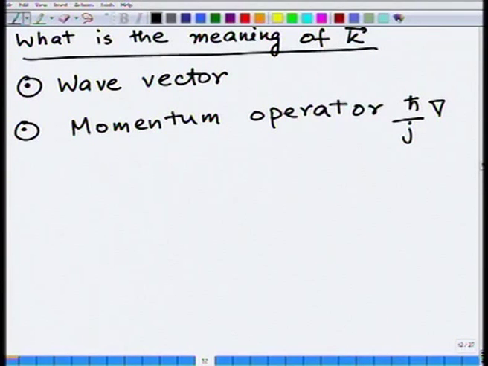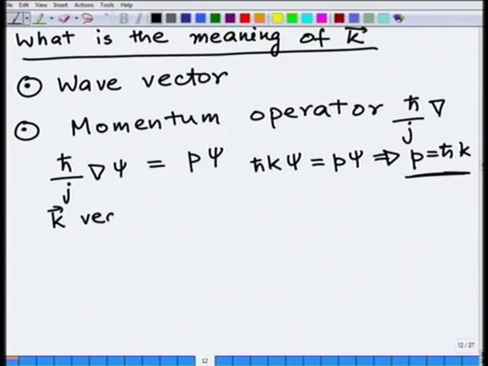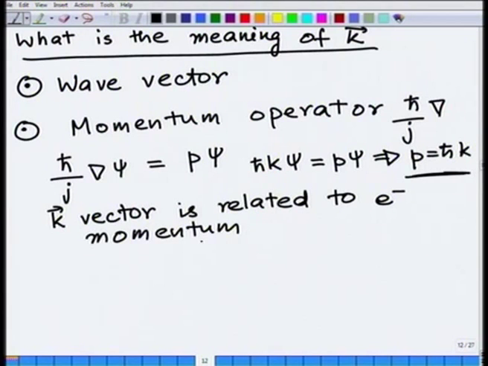We will take this operator and apply it on the wave function, and that should give me my momentum eigenvalue times the wave function. Since I already know my wave function, I substitute it in there. What we get is h bar k times phi equals p phi, which implies this momentum is equal to h bar k. Very interesting. What it says is that the k vector is related to electron momentum.